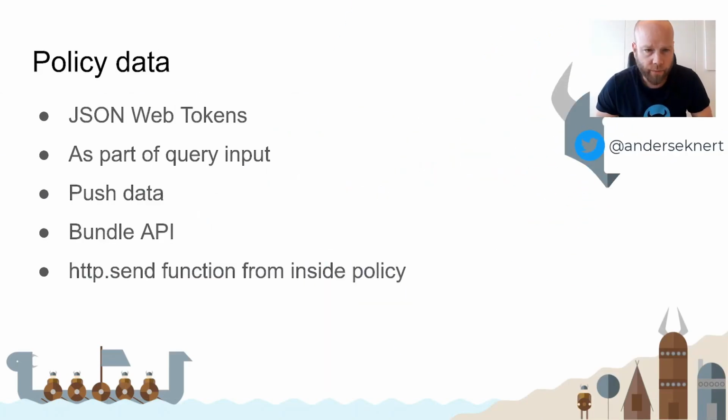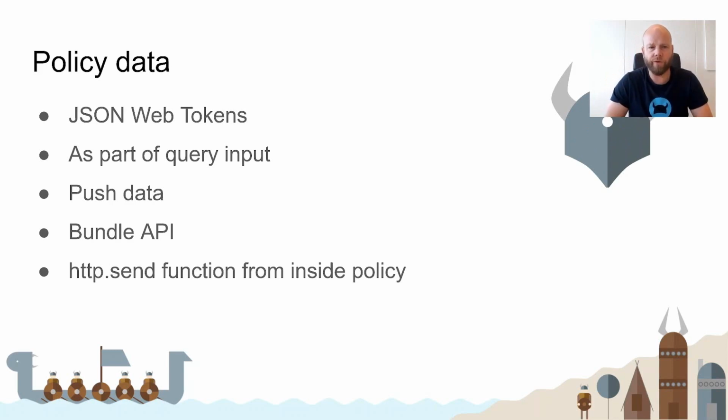So we talked a lot about Rego, but there was also this other component which is part of the policy decision, and that's the policy data. So if we say that, for example, an admin user should be allowed to access any endpoint, how do we know that a user is an admin? That would be an example of data that we need.